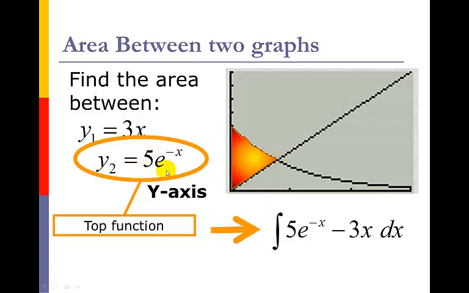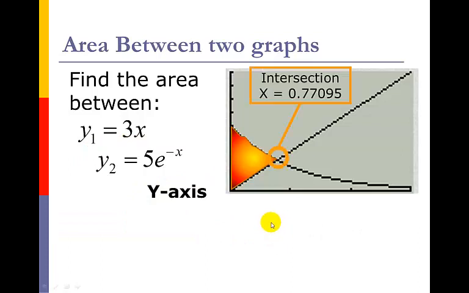Now, because we know who's top and who's on bottom, our integral is going to be top function minus bottom function. That's how we're setting up those integrals. The next stage is to find the limits of integration, those x values, where we start, where we end. For the intersection of those two functions, you just put those two functions equal to each other. Use the solver feature in your calculator or your computer to find that intersection.